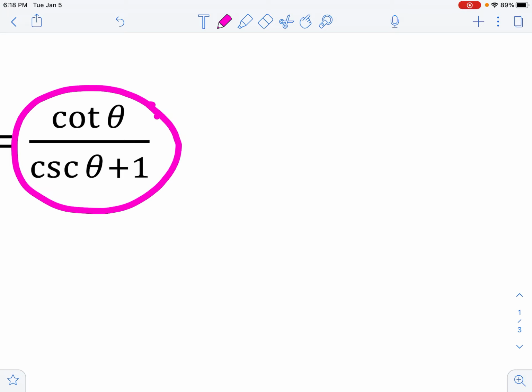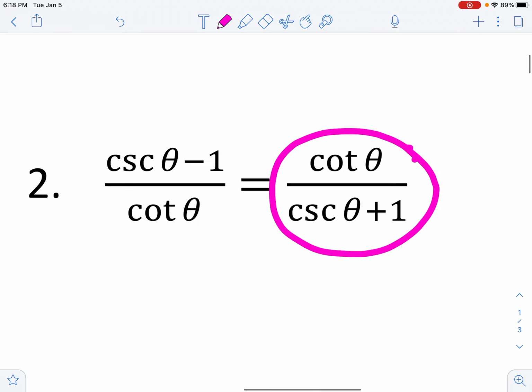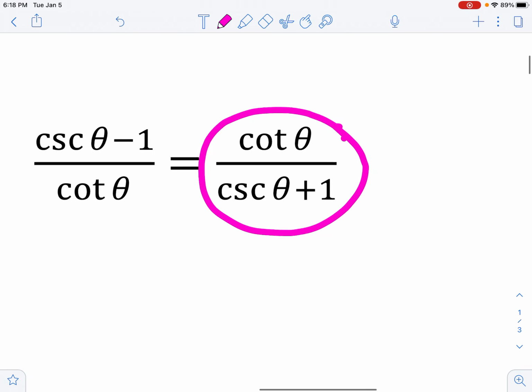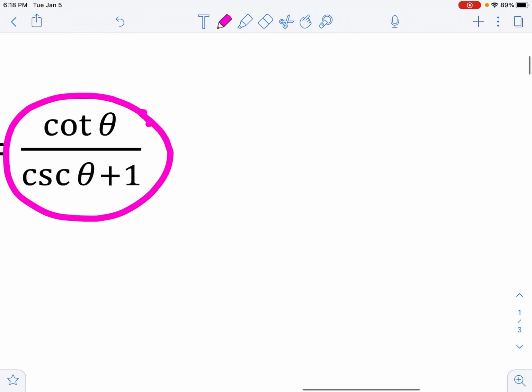And they'll say, oh, you can change cotangent to cosine over sine. That's not going to help me because if you look, I'm not trying to get any cosines or sines, so we don't want to do that. So what I would say is, okay, what can I do whenever I am working with a fraction and there's 2 terms down here? Whenever there's 2 terms down there, you can multiply by the conjugate of the denominator.